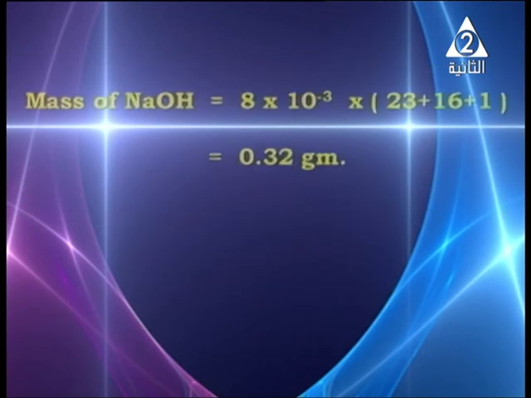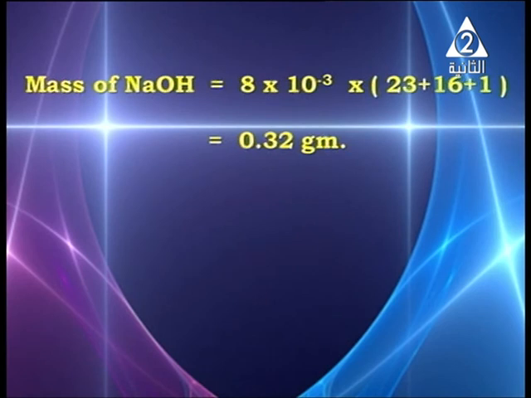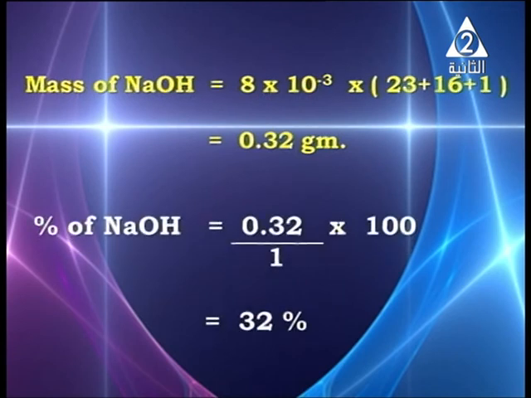Then we can calculate its mass by multiplying the number of moles times its molar mass. So the mass of NaOH will be 8 times 10 to the power of negative 3 times the molar mass of NaOH, which is 23 plus 16 plus 1. The total will be equal to 0.32 gram. So the percent of NaOH in the sample will be its mass divided by the total mass of the sample times 100, which means 0.32 divided by 1 gram times 100, giving 32%.